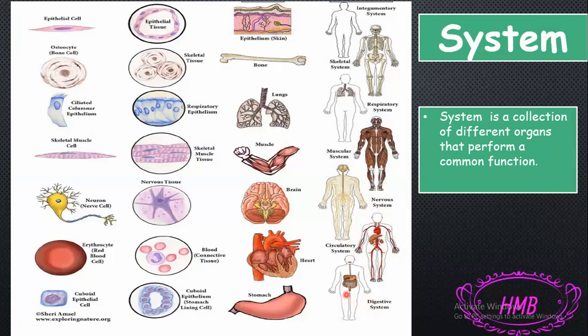Digestive system is made up of different organs, mainly stomach, mouth, and intestine. These three organs help me eat and help me to break down the food into small pieces so that my body can use it to have energy. So these are some examples of systems that are found in my body and they perform a common function.